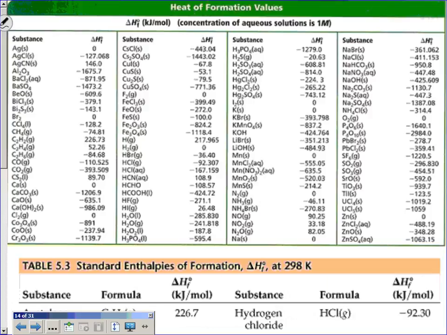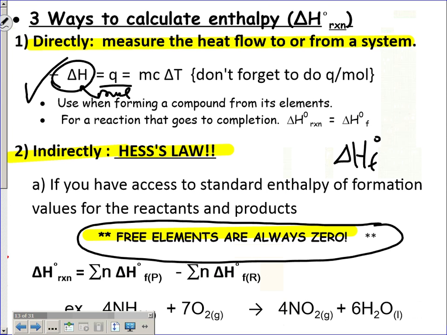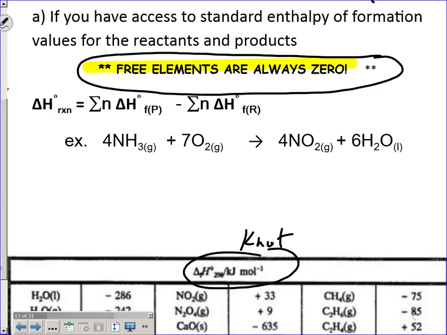Or it could look like this. Tables galore, right? You have an appendix in the back of your textbook with all of these values. They are labeled with delta H of formation, delta G of formation, delta S of formation, so make sure you're looking at the right column. These values are associated with the formation of 1 mole of this compound from its elements. So from an example standpoint, how do we utilize those values?